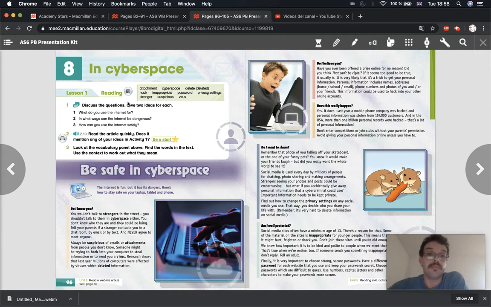Now this unit is called In cyberspace. Cyberspace is basically online, so on the internet, right? When you're on the internet, when you're in the virtual world, you are in cyberspace. So we have a little text about cyberspace.